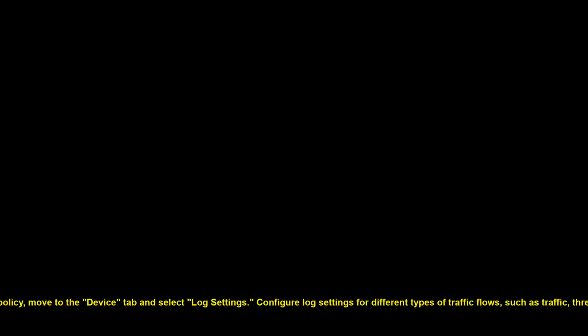After setting up the policy, move to the Device tab and select Log Settings. Configure log settings for different types of traffic flows. In the same area, set up automated responses for specific threat types. Use the Objects tab to create automation rules regarding alerts or actions to take when threats are detected.